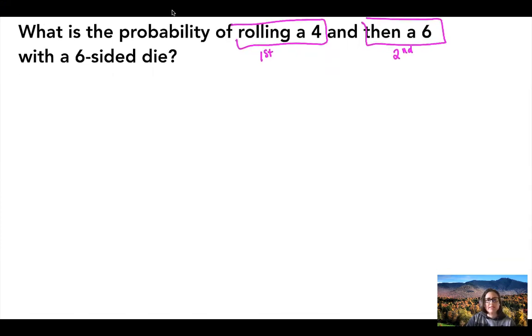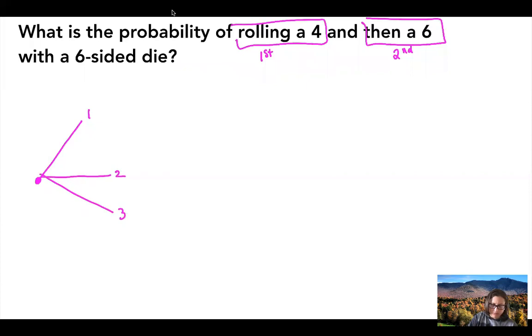And so if I was looking at all of the possibilities for just rolling any 6-sided die, let's say that this is my starting point right here. I'm going to say, well, one option is I could roll a 1, I could roll a 2, I could roll a 3.